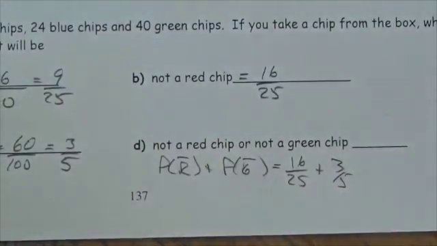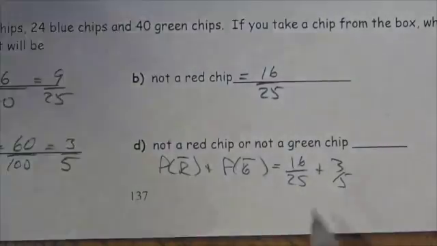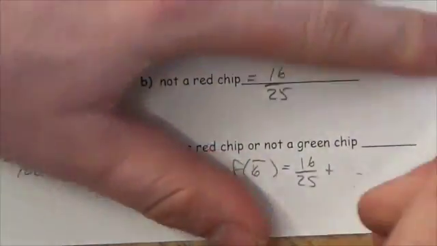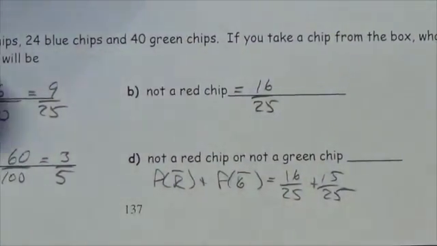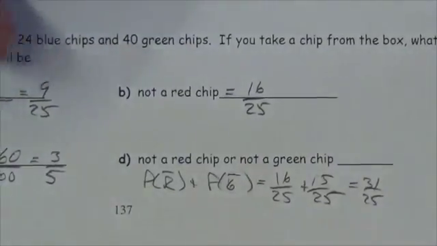Let's add those all up there. Well, actually, I was going to pull out the calculator, but I don't really need to, because I'm going to multiply top and bottom here by 5 to get a common denominator, so it'll be 15 out of 25. And when I add those together, I get 31 out of 25. That's more than 1. How is that even possible?